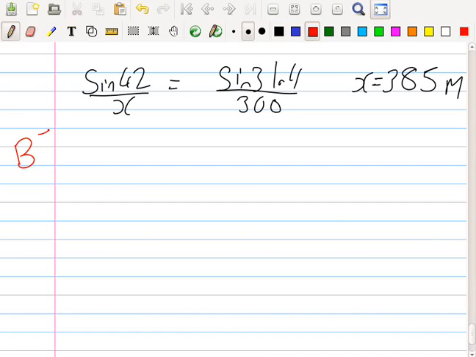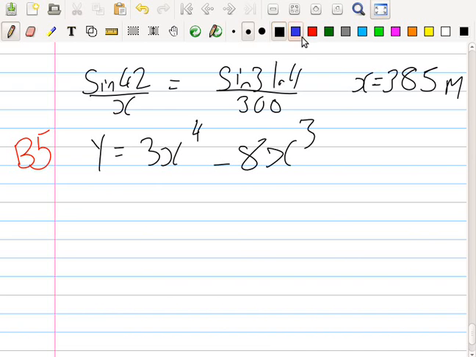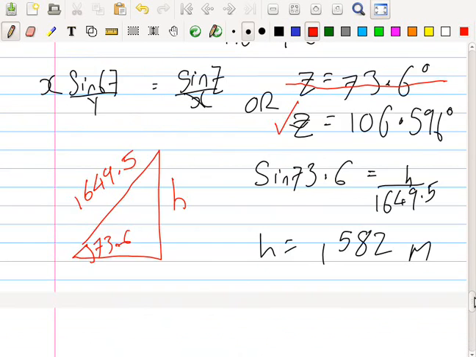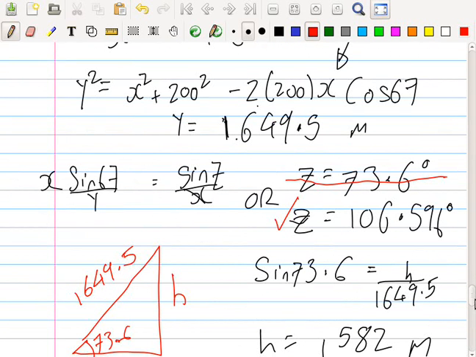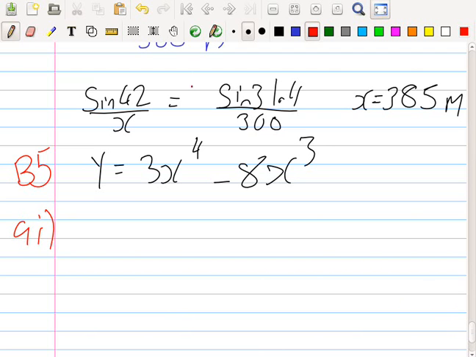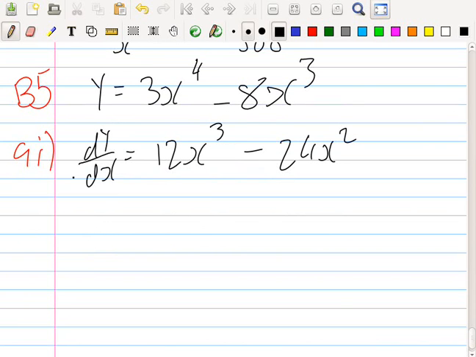B5. Okay, B5. Y equals 3x to the 4 minus 8x cubed. Eric, you are 100% sure about this x here, yes? Okay, good. And the y? Okay, fine. I believe you. Part A 1, find the derivative. So, what's the derivative here? It will be 12x cubed minus 24x squared. And what's the second derivative? 36x squared minus 48x.